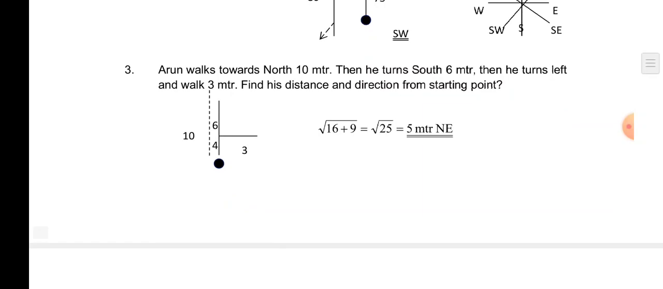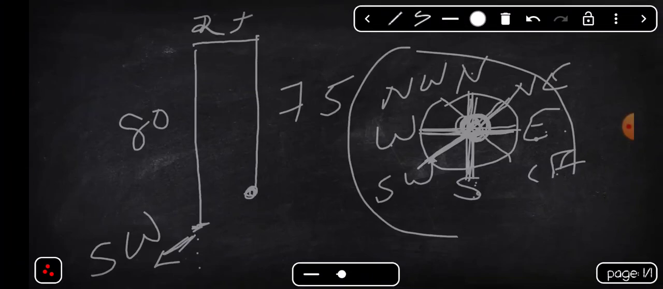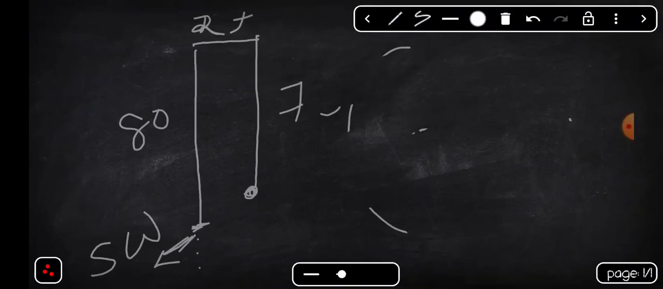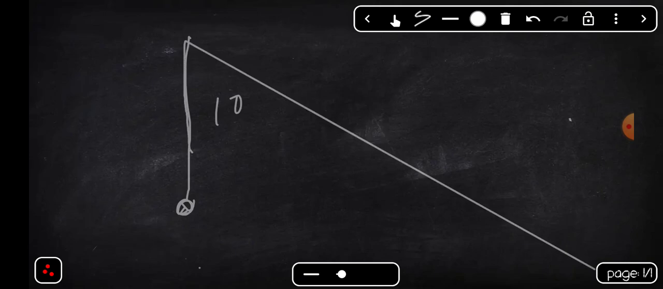So you have to clear the blackboard first. Okay, what is the question? Arun walks towards north 10 meter. This is the starting point of Arun. Then he walks 10 meter towards north. Then he turns south direction and walks 6 meter. This is north. The south means again the same line.